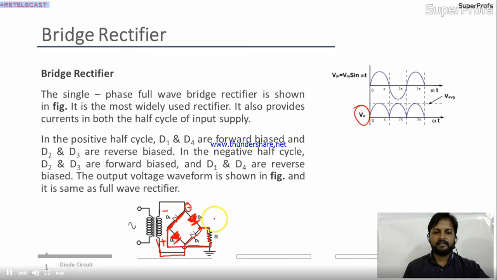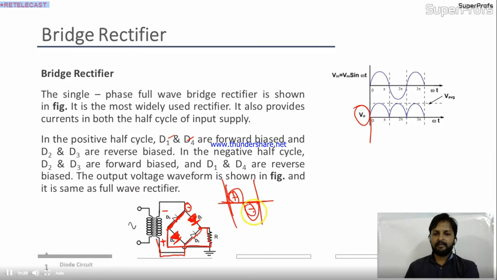So it means it is going to conduct in both cycles, positive half and negative half of one cycle. If you read this, in the positive half cycle, D1 and D4 are in forward bias, and D2 and D3 are in reverse bias. In the negative half cycle, D2 and D3 will be in forward bias and D1 and D4 in reverse bias. The output voltage waveform is shown in the figure, and it is the same as the full wave rectifier. See, you will get the full wave rectification.